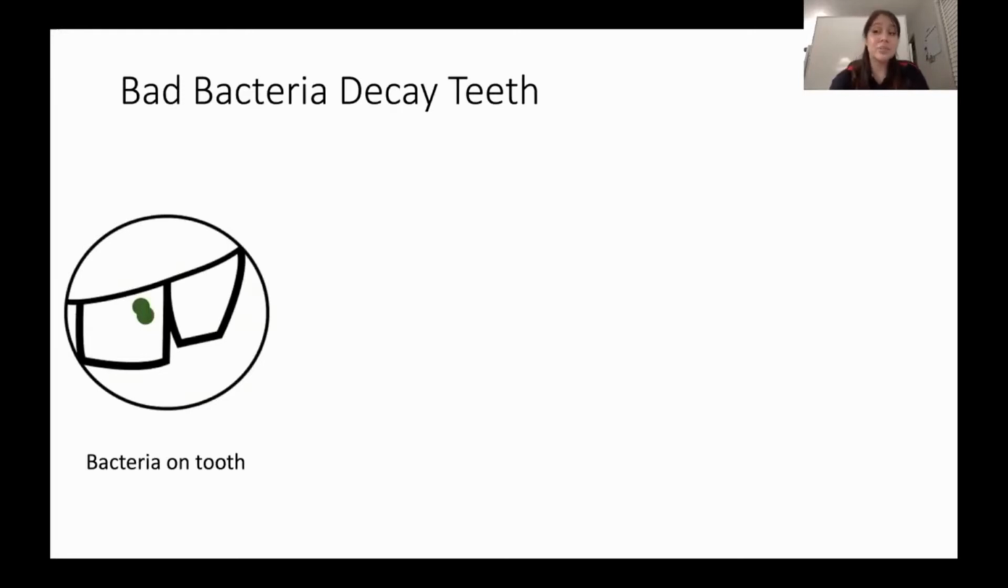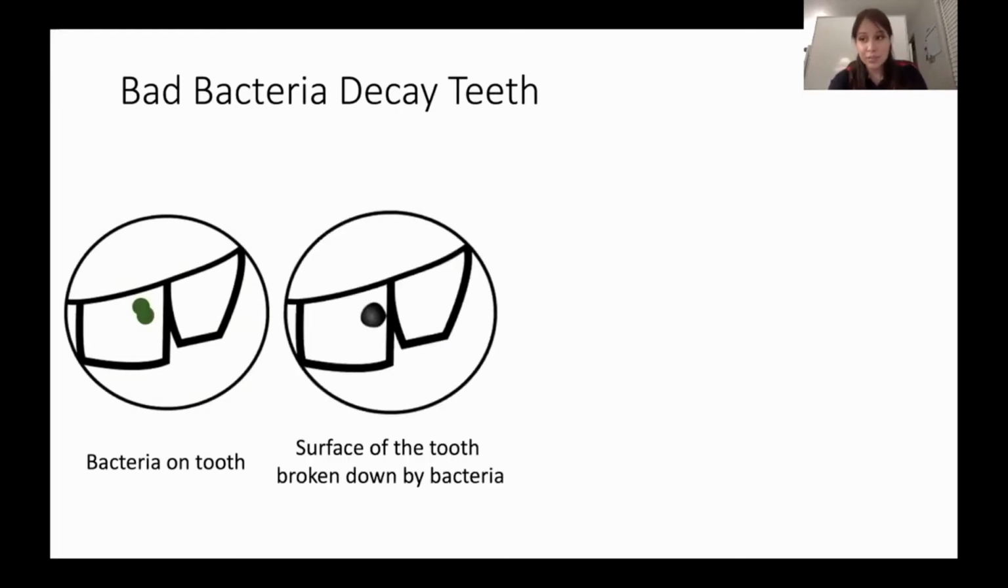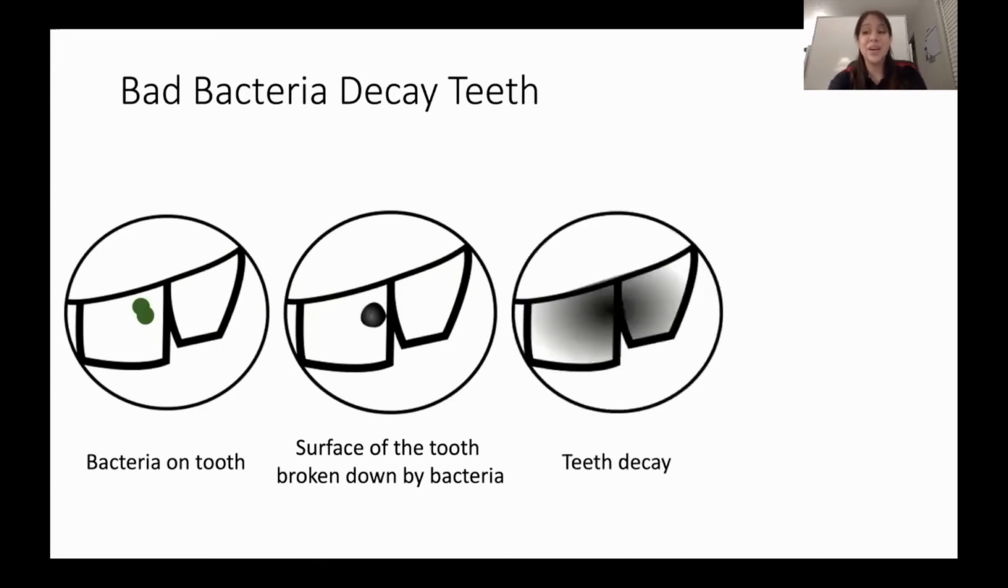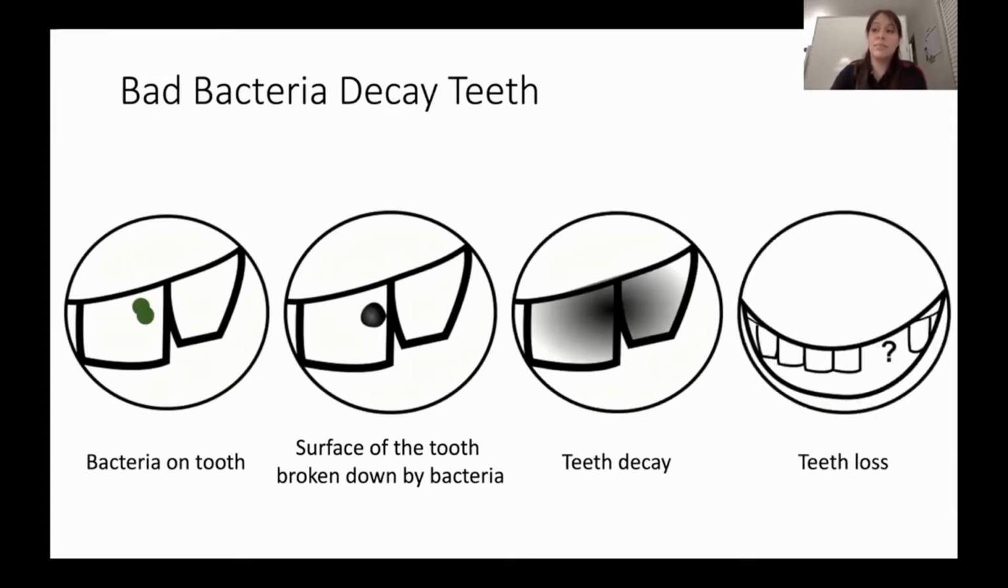Now this bacteria is breaking down the surface of your tooth and is slowly but surely making a hole in your tooth. And now you have a broken down tooth, which can continue to spread even onto another tooth. And finally, you have teeth that are so broken down because of the bacteria that you have to get rid of them. And I don't know about you, but I really like my teeth and would like to keep them as long as I can. That's why you have to make sure to brush your teeth.